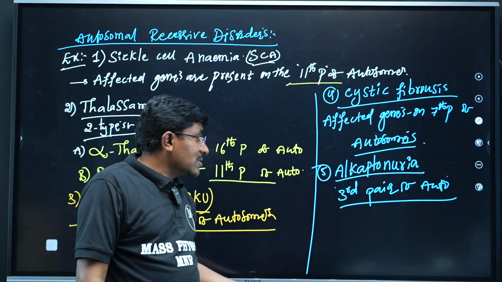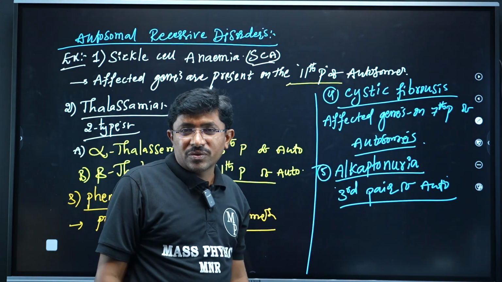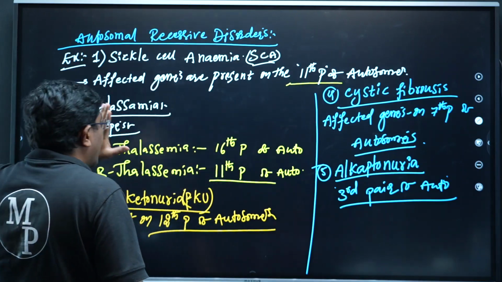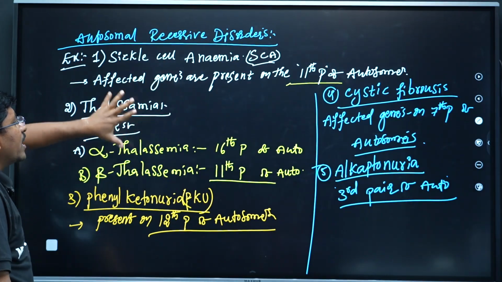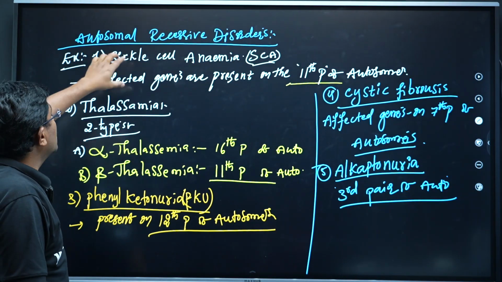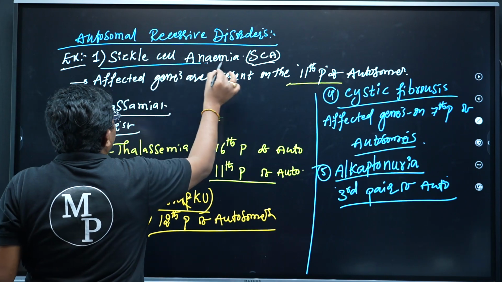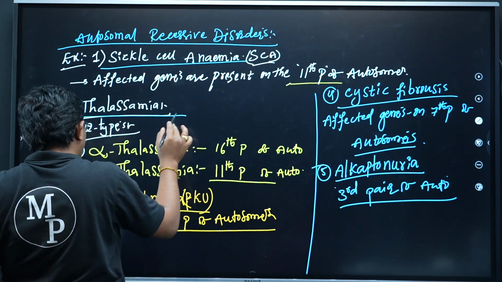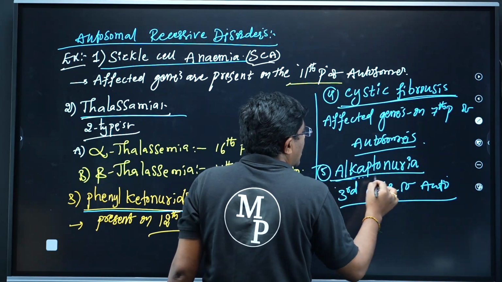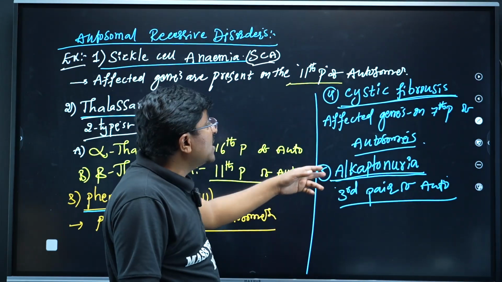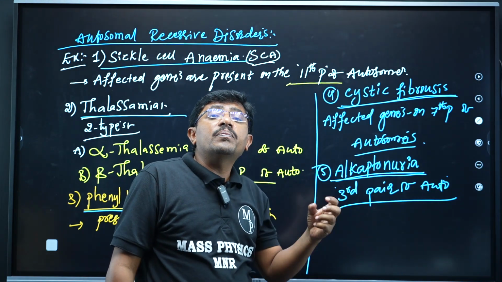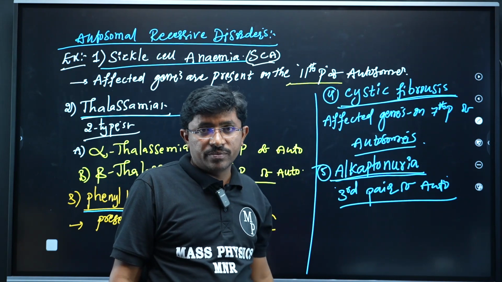And along with this, albinism is also there. Then so many are there, we will discuss in the general explanation. Now we will discuss one by one what autosomal recessive disorders are. Sickle cell anemia, thalassemia, phenylketonuria, cystic fibrosis, alkaptonuria. These diseases are caused by the defect of a proper gene on the autosomes.